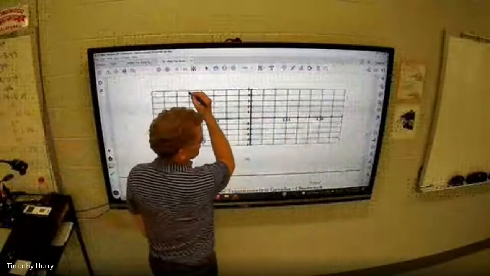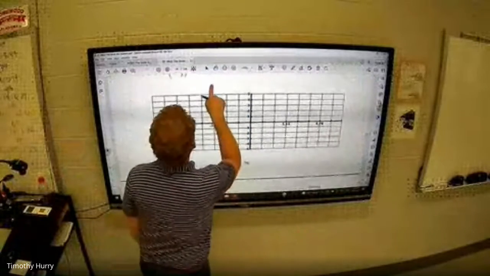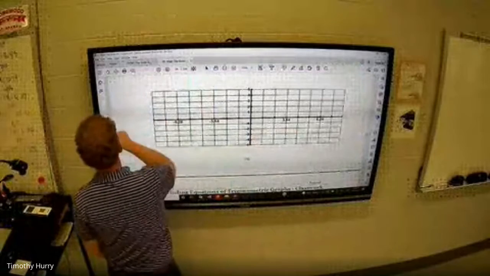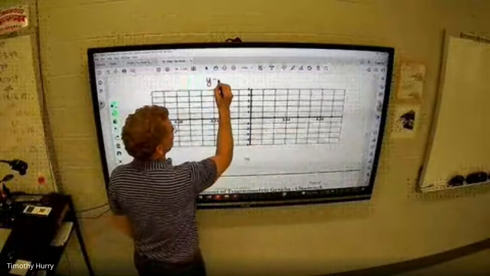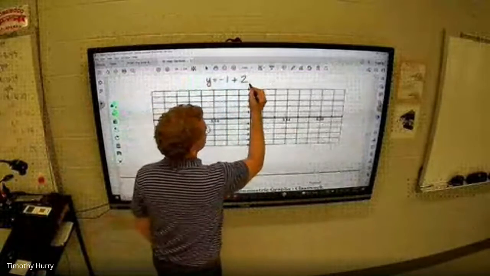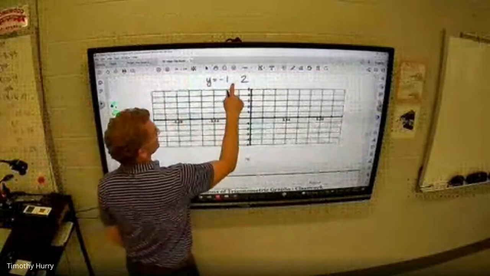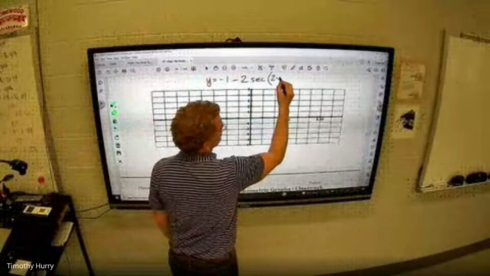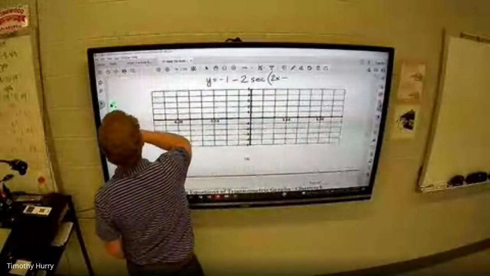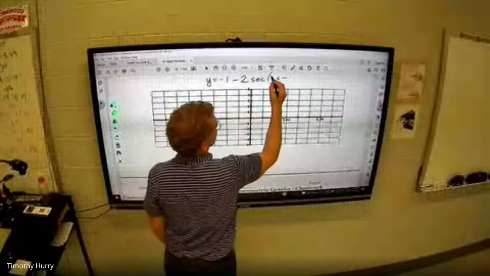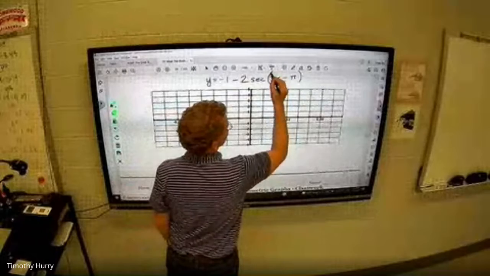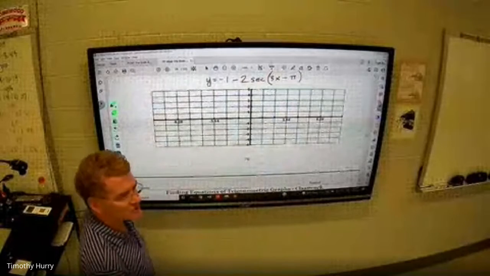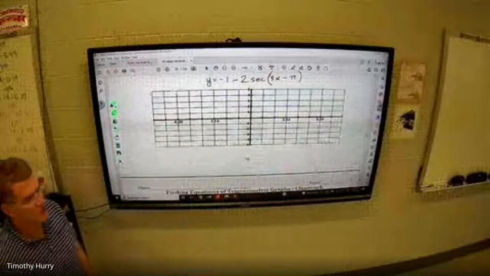So don't put this down, but we're going to do, okay, so we're going to make this up. Hopefully the graph works well with what I'm doing. So let's just say we had y equals -1 plus 2. Nope, not plus. Let's do a minus. y equals -1 minus 2 secant of 2x minus, how about 3x minus pi? It's going to be a mess, isn't it? Nope, it's going to be good. Sticking with it. Okay, so tell me, where would you begin right here?